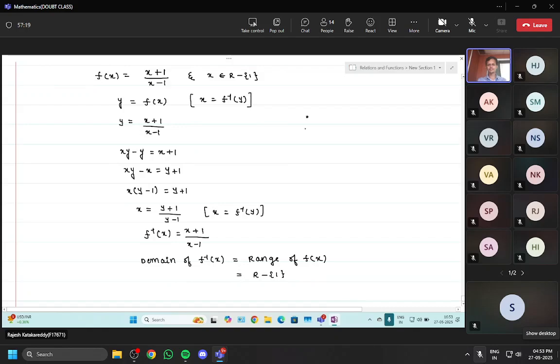See, there is a function f working from set A to set B. F inverse will do the opposite. F inverse will work from B to A. So the domain of f inverse, which is B, is the range of f.